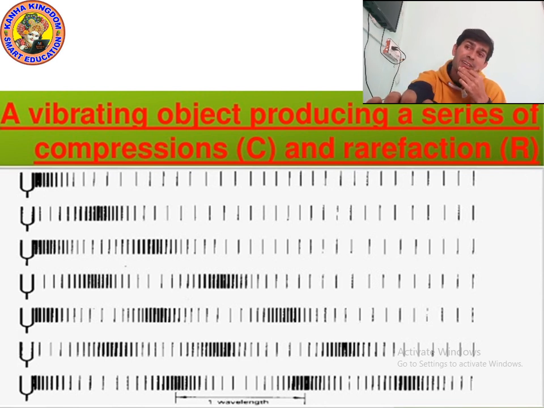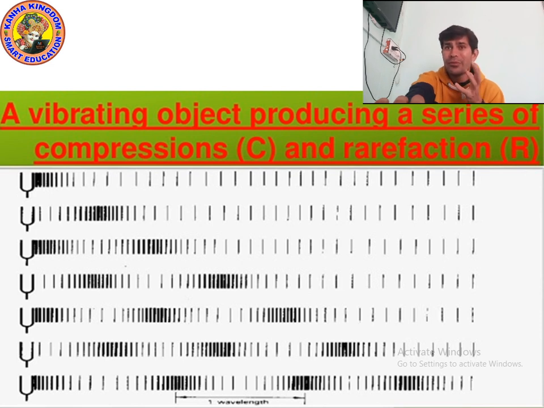When the tuning fork or any object vibrates, it moves forward, pushes the air and compresses the air in front of it, and a high pressure region is formed. That high pressure region is called compression. So compression means the high pressure region.